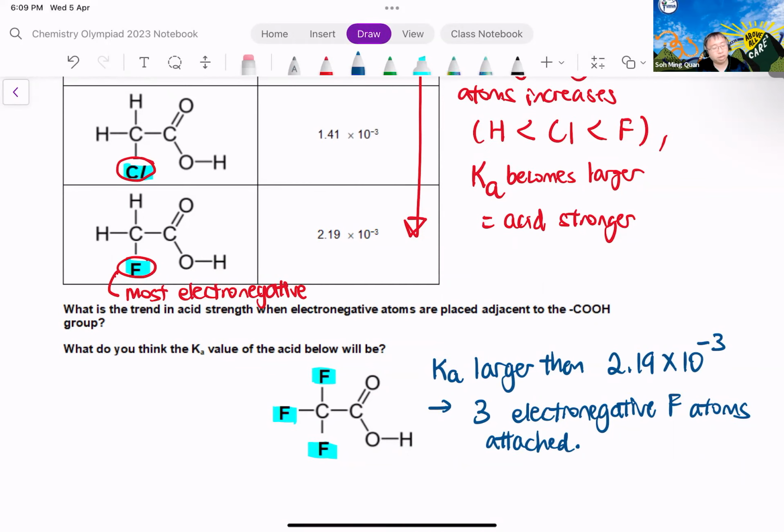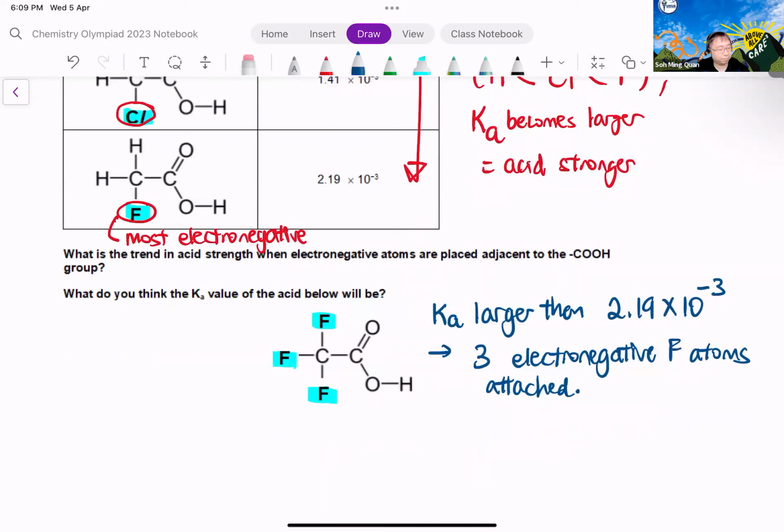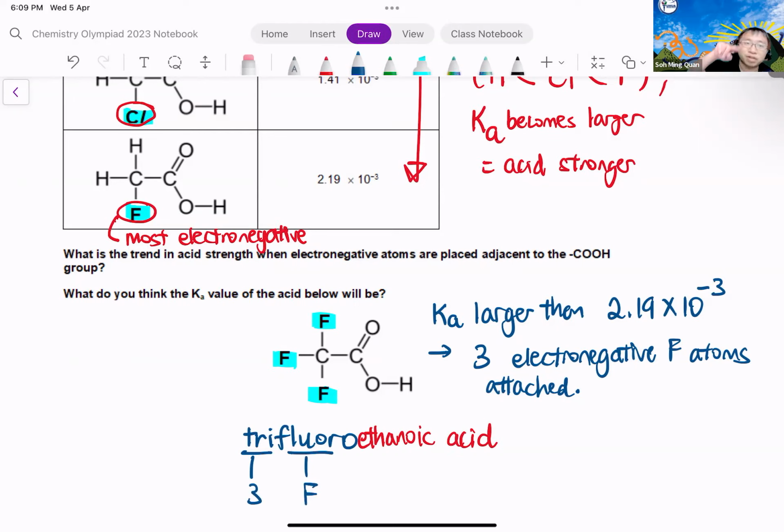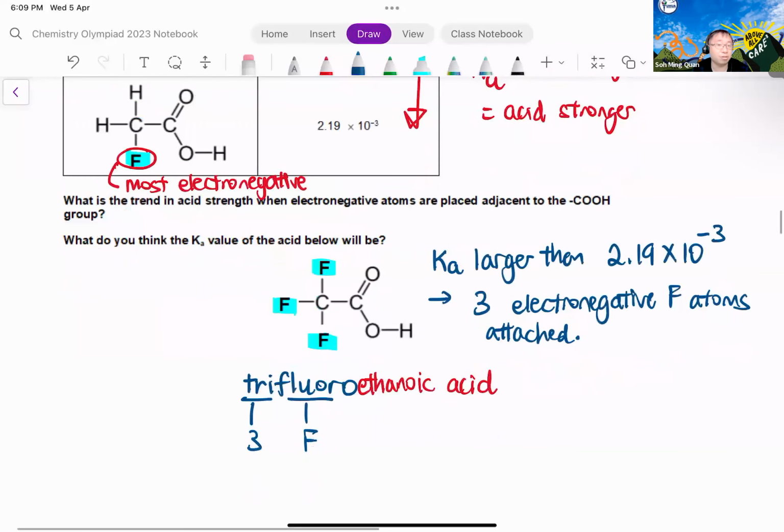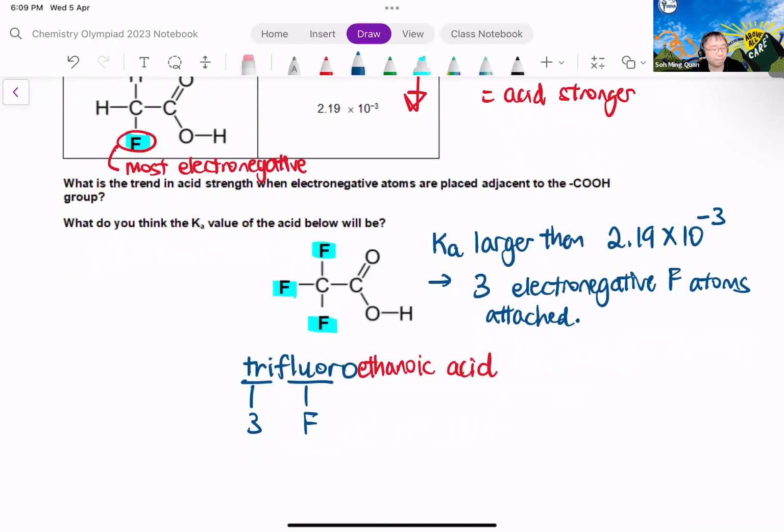Okay, so the acid at the bottom has a name. You may want to copy down the name so that you can Google it later. Now, this is called trifluoroethanoic acid. Okay, I hope you realize what trifluoro means. Tri means 3, fluoro means F. So this is ethanoic acid with 3 fluorine atoms attached. Trifluoroethanoic acid. This is a common acid used in the chemistry lab as well as the biology lab.